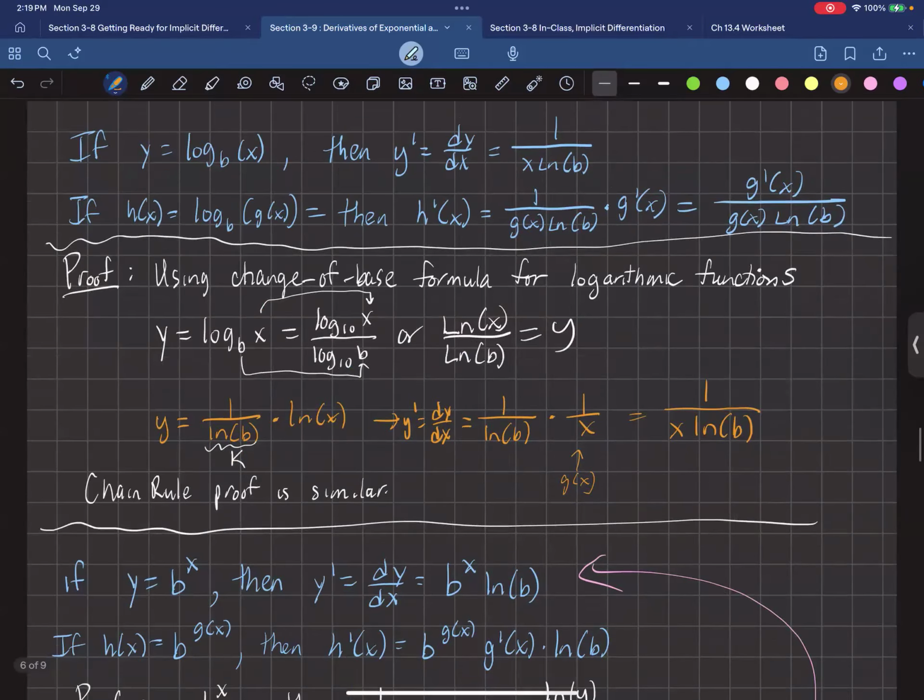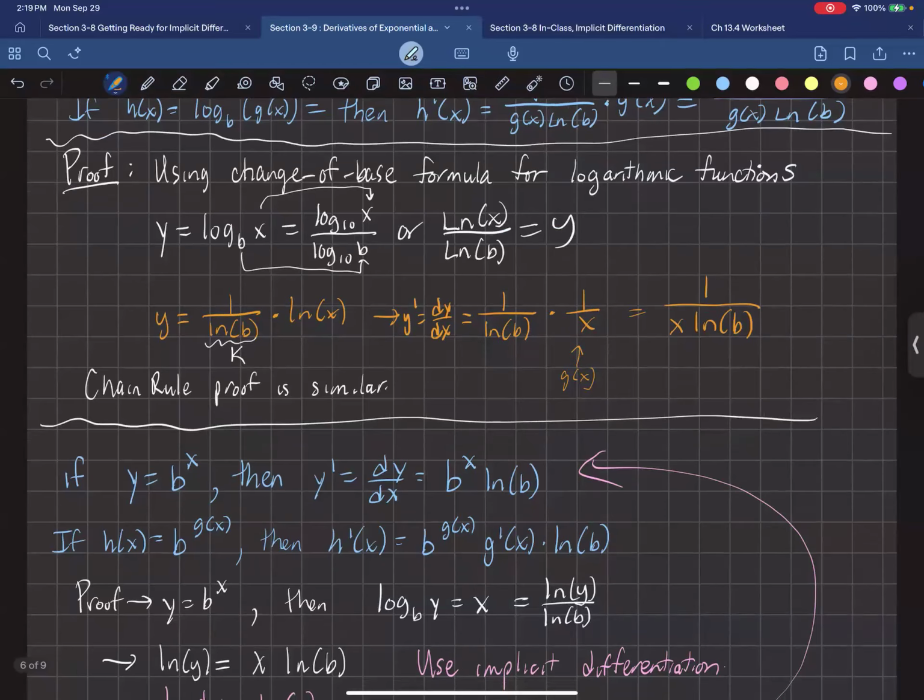Then let's look at the other one, the general exponential. If y equals b to the x, then the derivative dy dx equals b to the x times ln of b. And the same thing if we want to do the chain rule version: if h of x equals b to the g of x, then h prime of x equals the original, b to the g of x, times the derivative of the exponent, and then times that natural log of b.